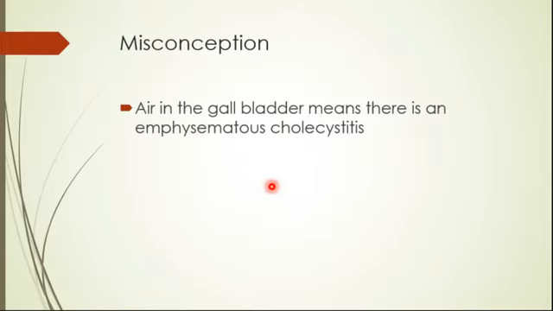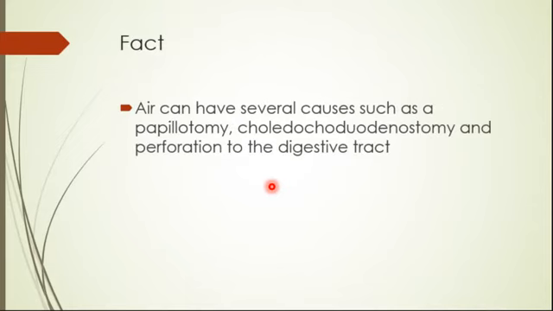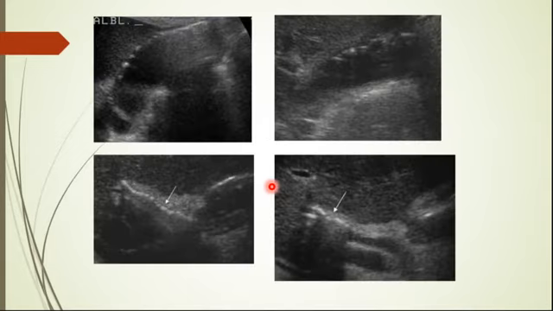Another misconception is that air in the gallbladder means there is an emphysematous cholecystitis. No, not always. Air in the gallbladder can be seen after papillotomy, after endoscopy, or choledochoduodenostomy, and perforation of the gallbladder to the digestive tract means gallbladder, bile stone ileus. For example, you can see here multiple air bubbles floating within the gallbladder and within the biliary tree. This patient had a recent ERCP and papillotomy.